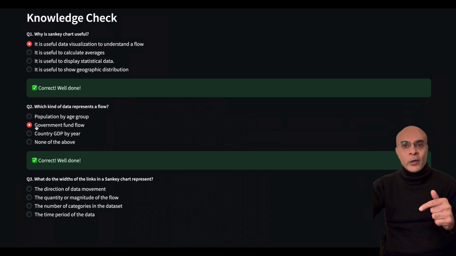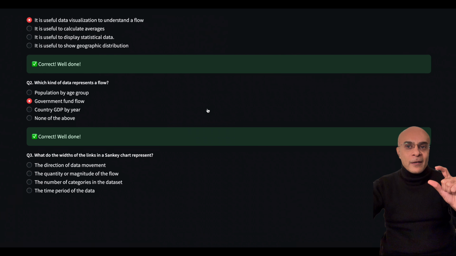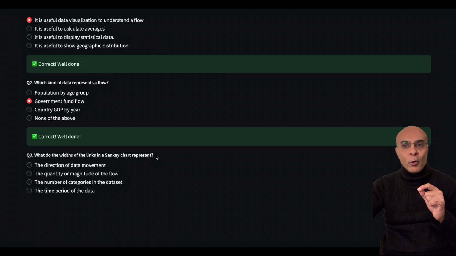Now going to the third question. What does the width of the link, what you saw above in the Sankey chart, represent? And I'll just give you 1 second to think about it. All right, it's not the direction of data movement, but it is the quantity or the magnitude of the flow.